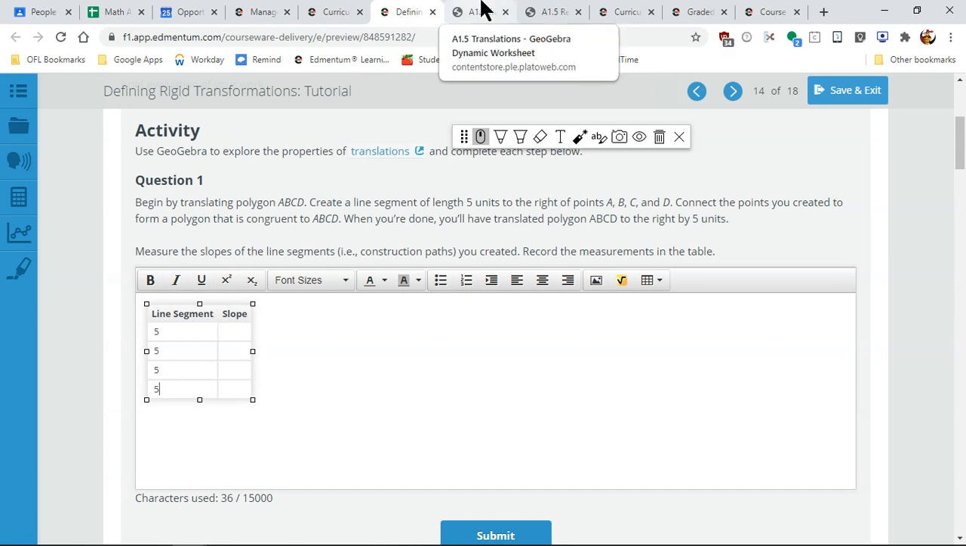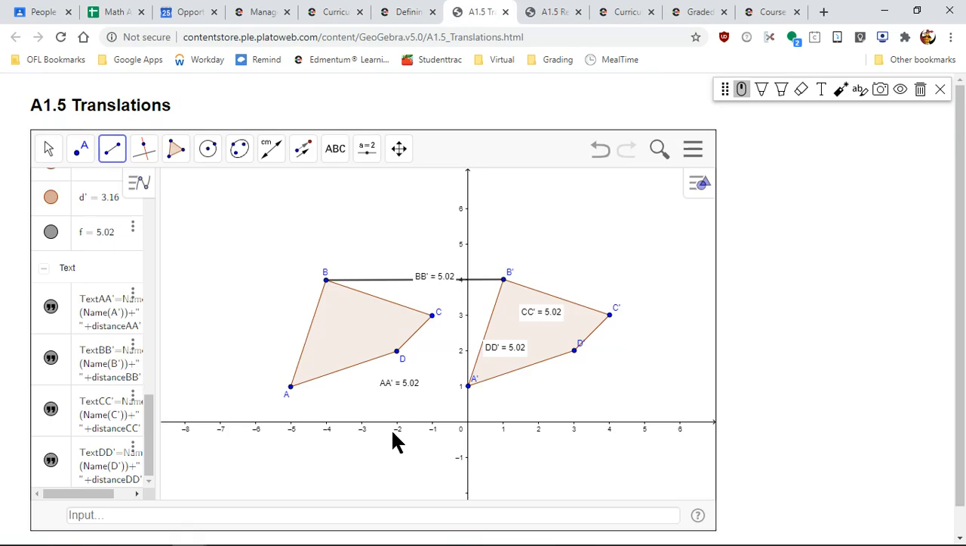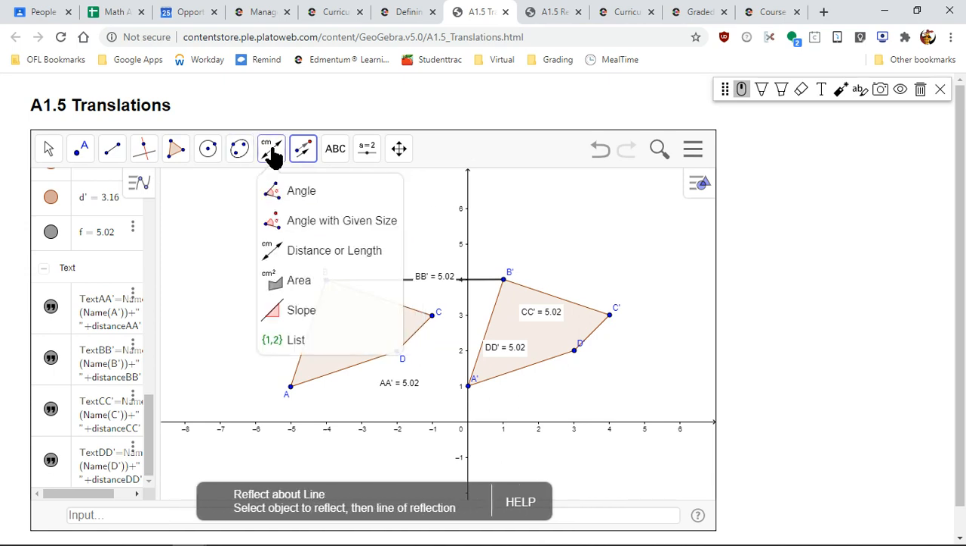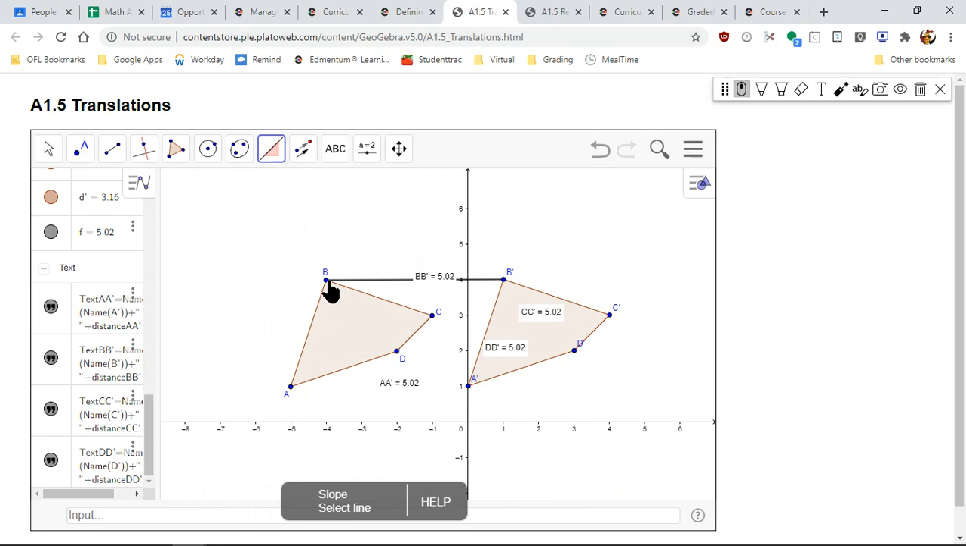Then it wants you to calculate the slope. Well, I moved it 5 units to the right. So if I measure the slope, it should be 0. Let's see how accurate I moved it 5 units to the right. It's a little hard to do again, so my slope might not be exactly 0. So I'm going to measure this line segment right here. Oops.